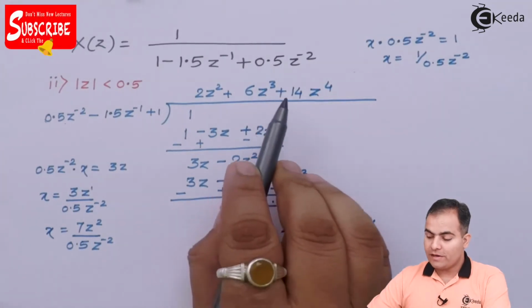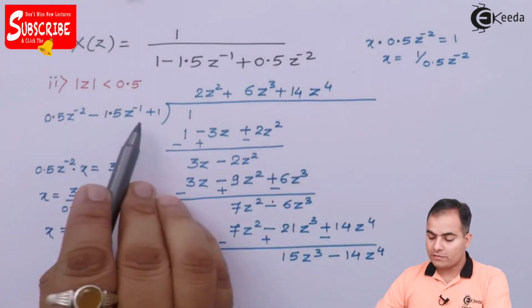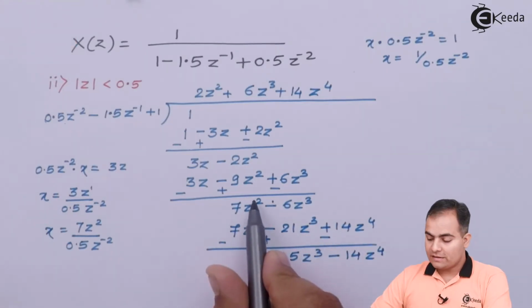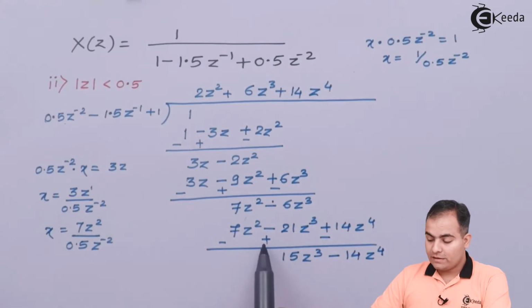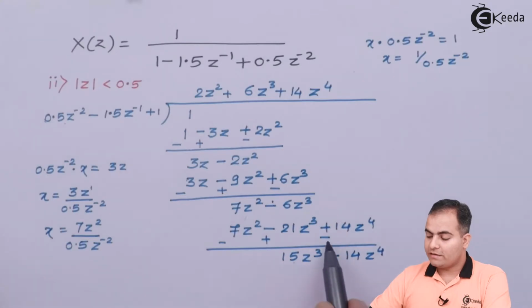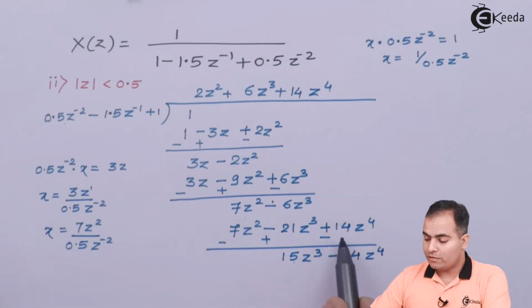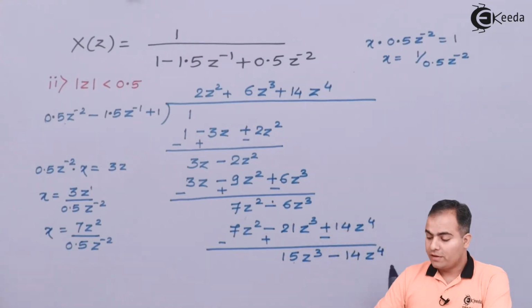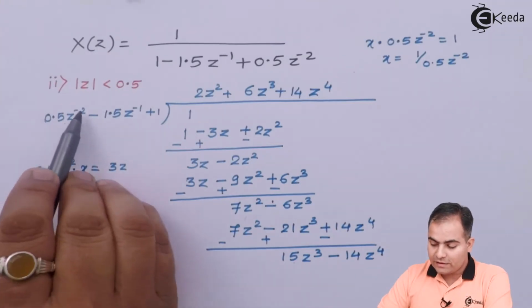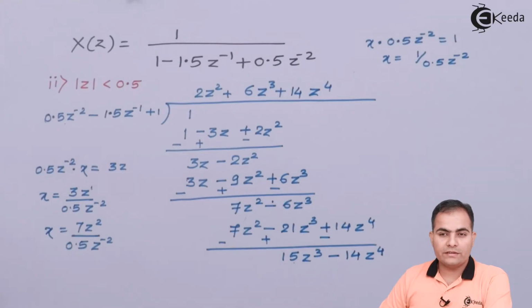So after multiplying 14z to the power 4 with the rest of the part, I have got this result. Now just by changing its sign, this 7z square will get cancelled. The 21z cube sign is changed to plus, and so plus 21z cube minus 6, answer is 15z cube, and this minus sign will change the value to minus 14z to the power 4. Now if we want to divide again, then again just shift this value in the denominator of 15z cube.